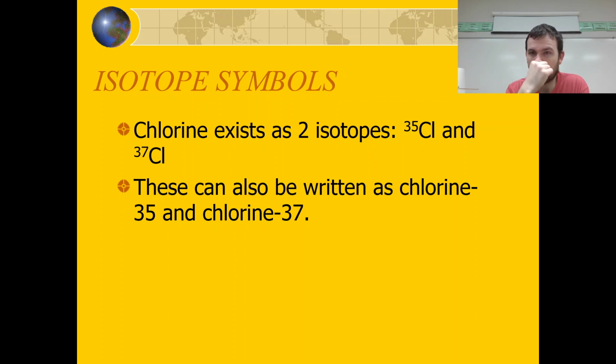Now, you can also write those two isotope symbols using what's called dash notation, where you write the name of the atom and then its mass number after it. So, for example, you could write chlorine 35 and chlorine 37.